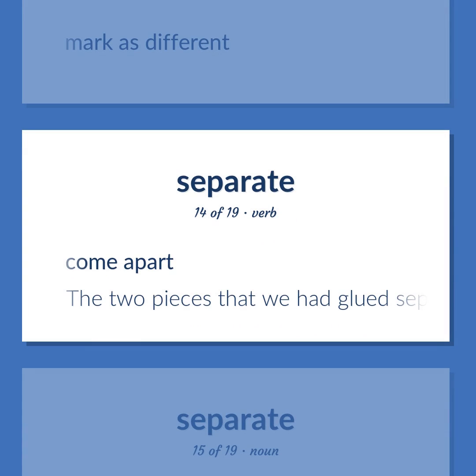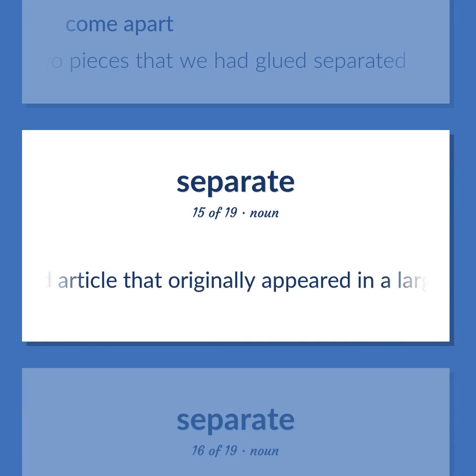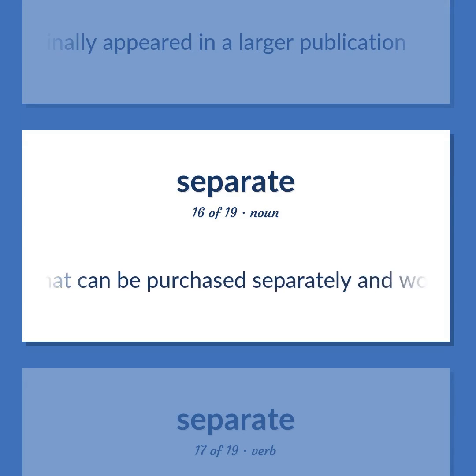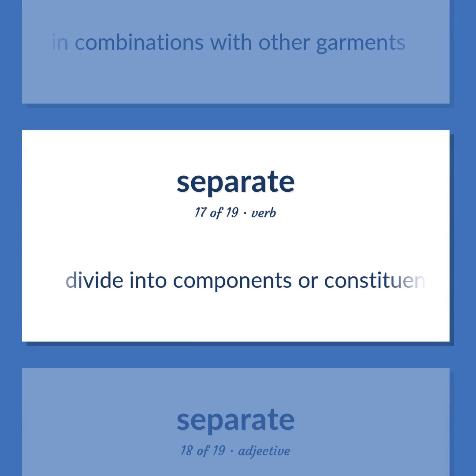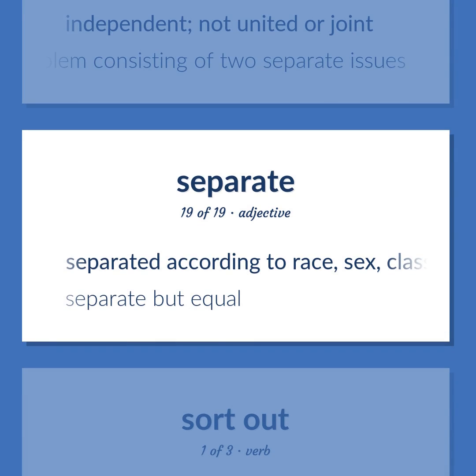Come apart. The 2 pieces that we had glued separated. A separately printed article that originally appeared in a larger publication. A garment that can be purchased separately and worn in combinations with other garments. Divide into components or constituents. Independent. Not united or joint. A problem consisting of 2 separate issues. Separated according to race, sex, class, or religion. Separate but equal.